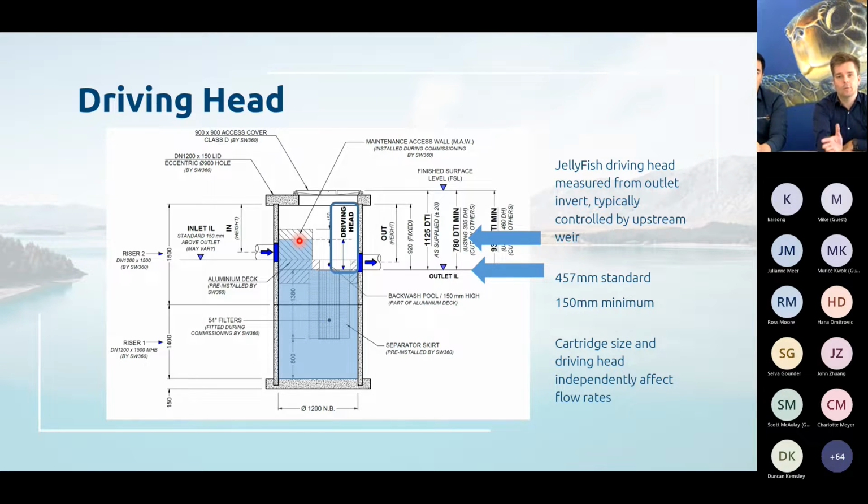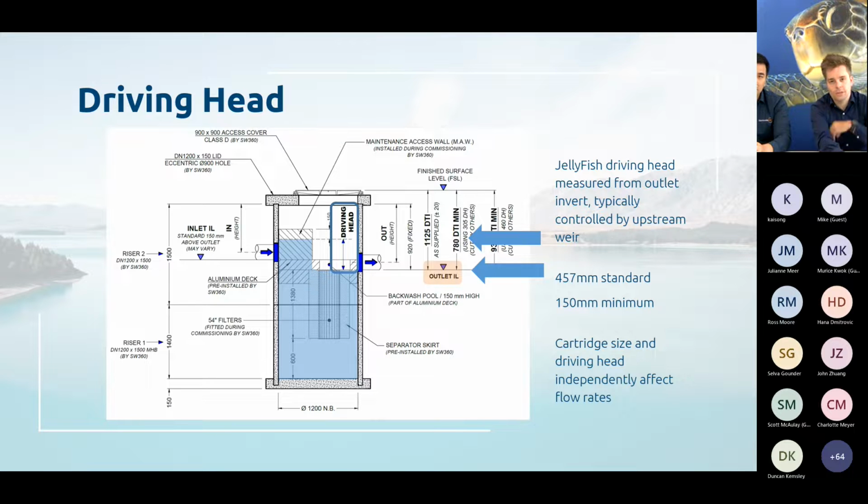And that is typically controlled by an upstream weir. As standard, the Jellyfish can operate with a head of 457 millimeters. We can go down as low as 150 millimeters in certain circumstances. So the cartridge size and the driving head with the Jellyfish independently affect the flow rates.